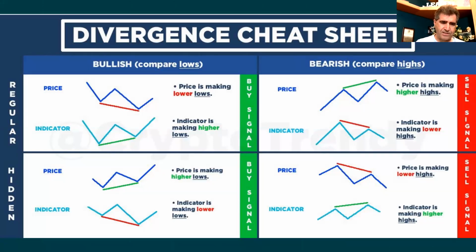Let me just go back here. The bearish case is when the price is going up and the oscillator is going down. This is bearish because the oscillator is not confirming the price movement. The momentum has slowed down. That's a sell signal. Those were regular divergences, but there are some hidden ones.